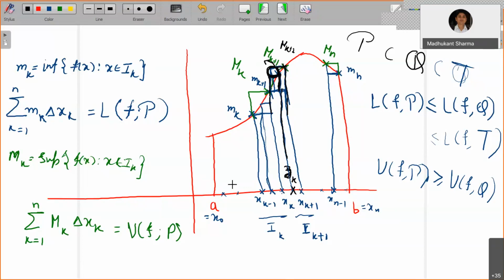For Riemann integrability, when you want to say it is Riemann integrable, they have to converge to the same point. If they are not converging to the same point, then the function is not Riemann integrable. So the supremum of the L(f,P) may be equal to the infimum of the U(f,P), or not. So far we don't know. It depends on the particular function.